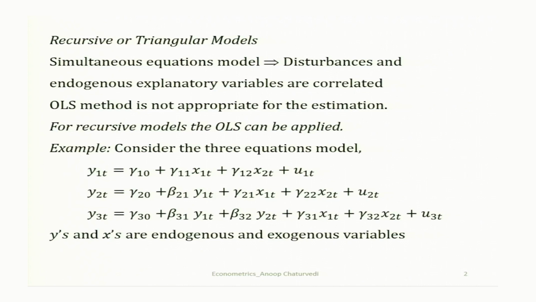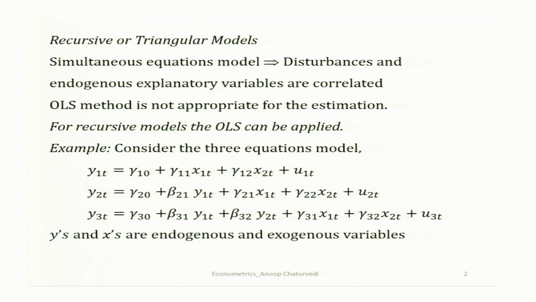So, suppose we consider this example, we have a 3 equations model. The first equation is y1t equal to gamma 10 plus gamma 11 x1t plus gamma 12 x2t plus u1t. So, in the first equation, apart from y1t, you do not have any other endogenous variable on the right hand side.